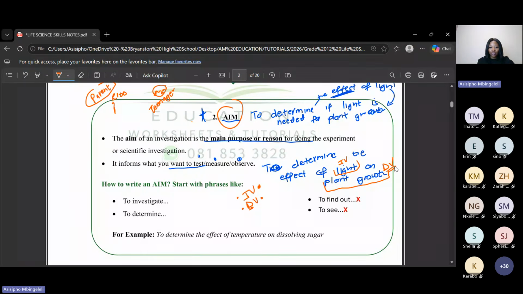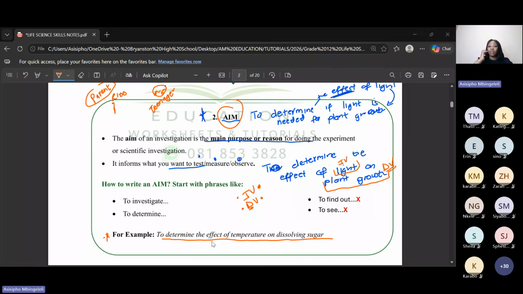Now, I want us to do this one together, so that someone can tell me what the variables are. This is an aim. The aim in the next example says to determine the effect of temperature on dissolving sugar. There is a part where you can raise a hand. So if you are ready to give me the variables, please just raise your hand and then I'll note you. I need the independent variable and the dependent variable.